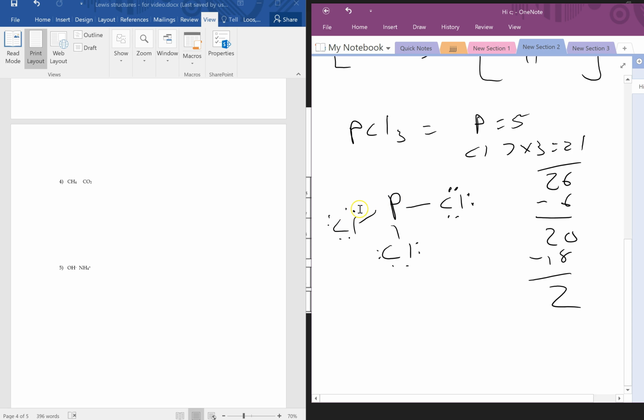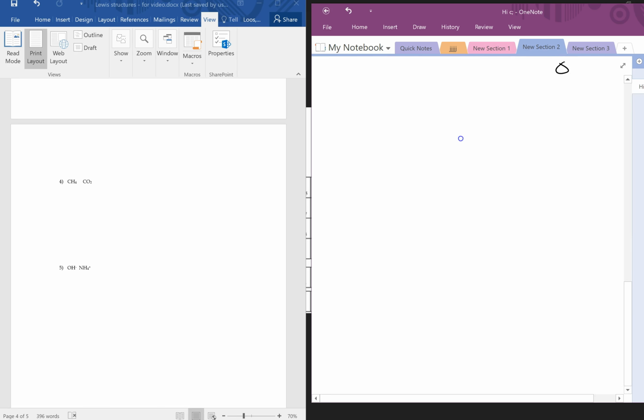Now the phosphorus is sharing 2, 4, 6 electrons. It's sharing 6. It would like another 2 to get to its 8, so those 2 electrons I have remaining, I'm going to put right there, and then my structure meets both requirements. It uses up all the electrons, I've done that, and it also gets 8 electrons around everything. So that's PCl3. Let's look at CO2.